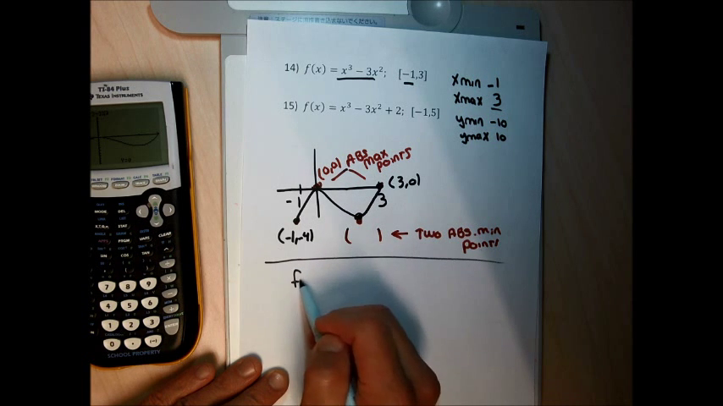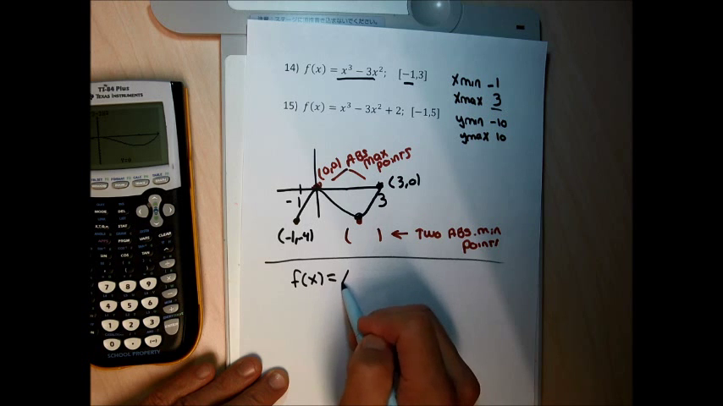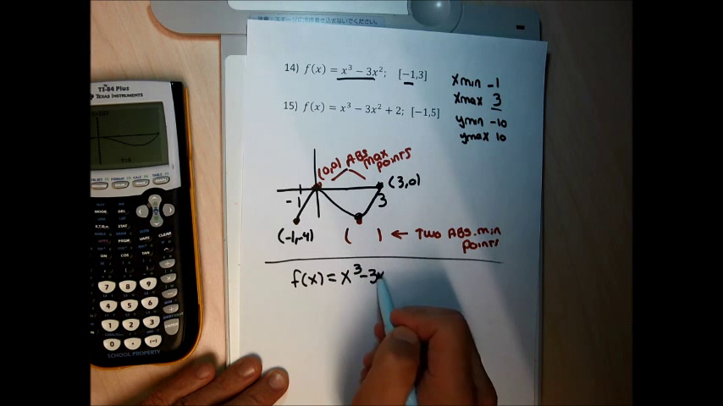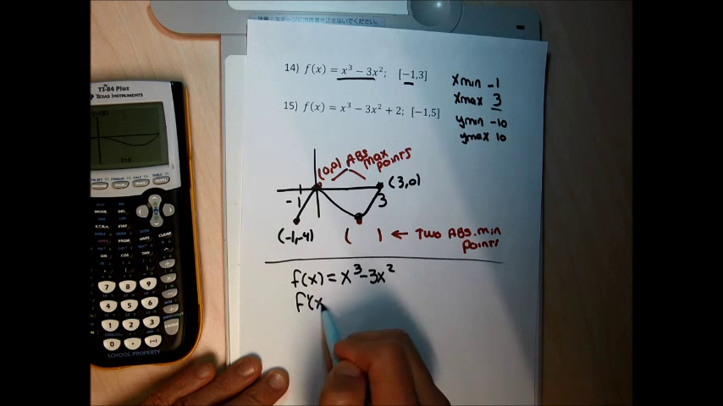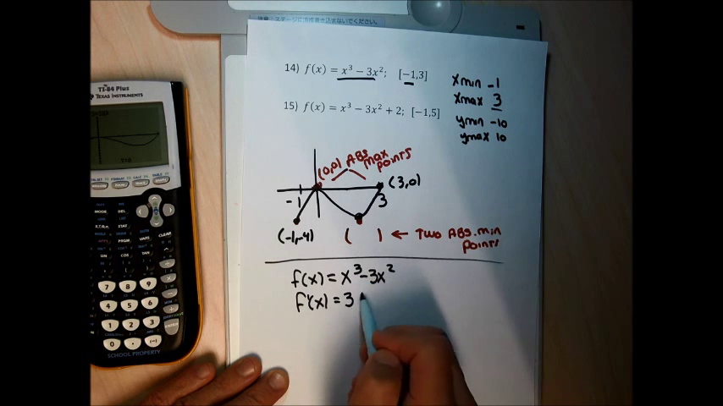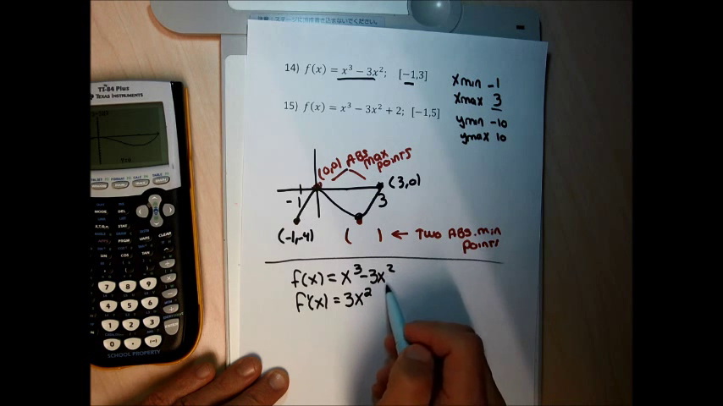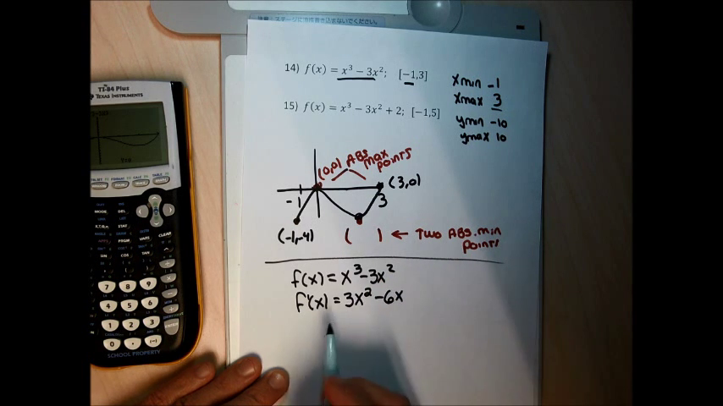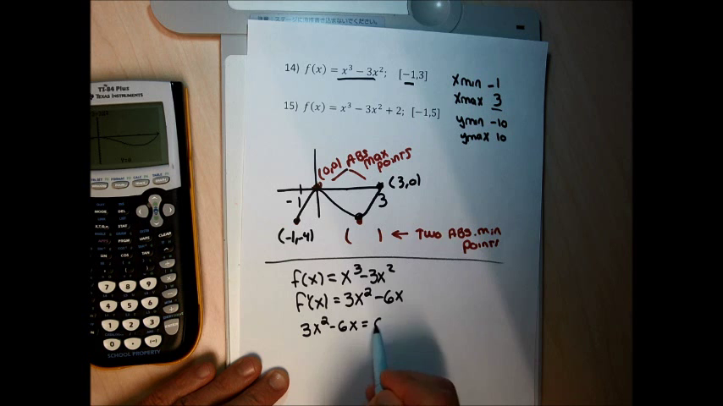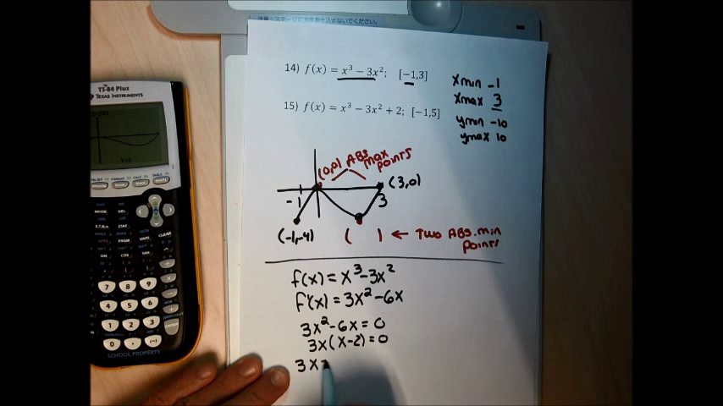So I'm going to take my function in problem 14 and find its derivative. So f prime of x, the derivative of x cubed is 3x squared. The derivative of minus 3x squared is minus 6x. I'm going to find critical numbers by taking the derivative and setting it equal to 0. And I'm only looking for any critical numbers that are between -1 and 3. When I set 3x squared minus 6x equal to 0, I'll factor out a common factor of 3x. That will leave me with an x minus 2. Then I'll go 3x equal to 0 and x minus 2 equal to 0.